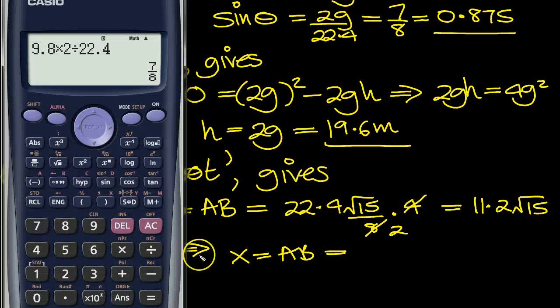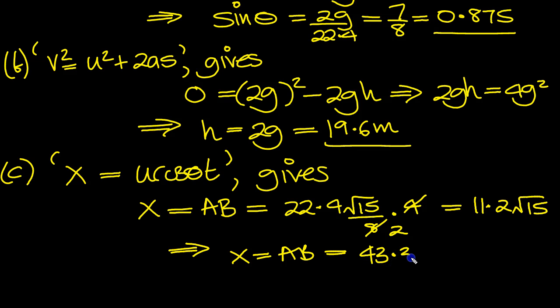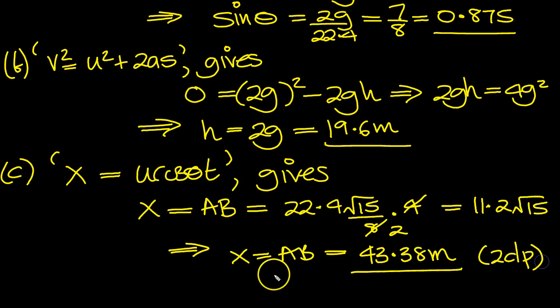11.2 times the square root of 15. Decimal, 43.38 meters, and that's to 2 decimal places. So there's our range. Now part D then, we need to find out the height.